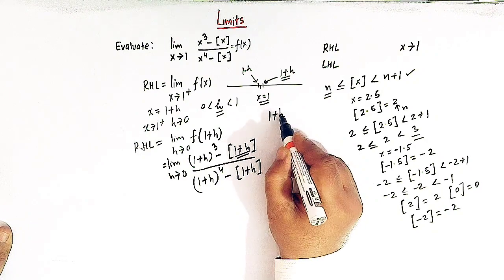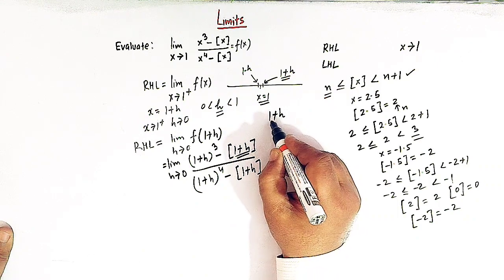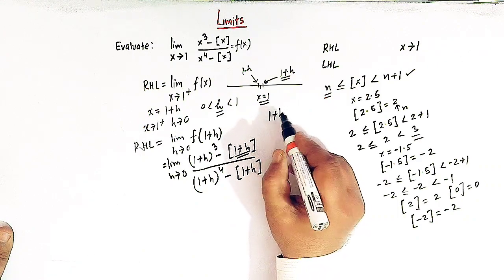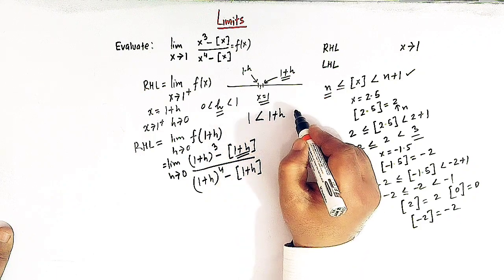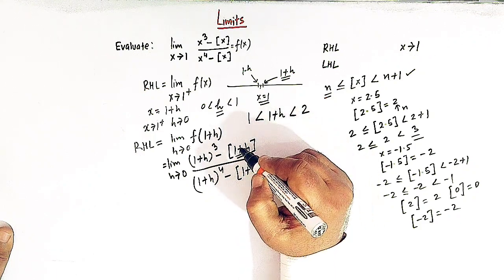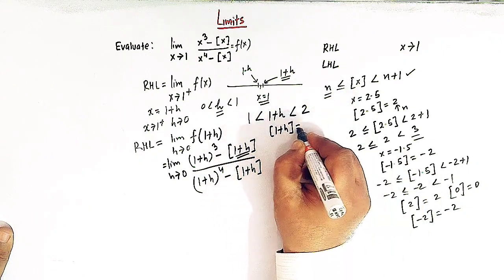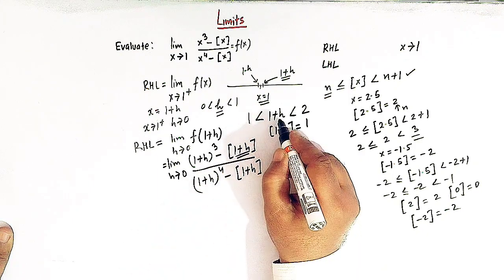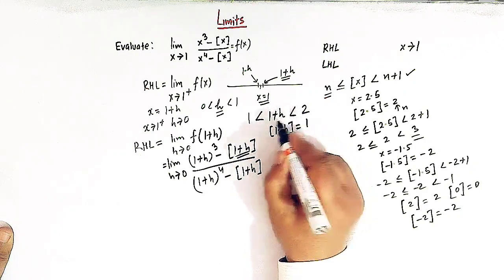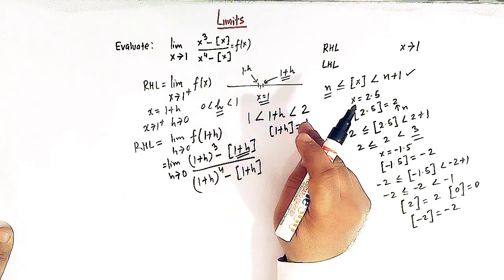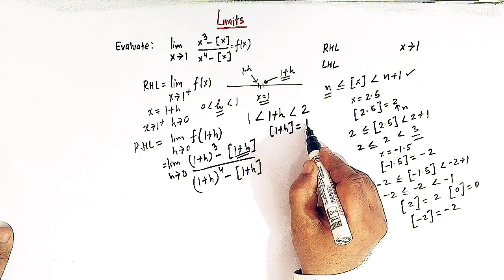Now see, here h is infinitesimally very small, right? So when we add h to 1, then the value of this expression 1 plus h is slightly greater than 1, right? But it remains less than 2. So by definition of greatest integer function, the greatest integer of 1 plus h should be equal to 1, because 1 plus h, this quantity is slightly greater than 1 and it is less than 2. So 1 plus h lies between 1 and 2. So the greatest integer that is less than 1 plus h is 1, right?